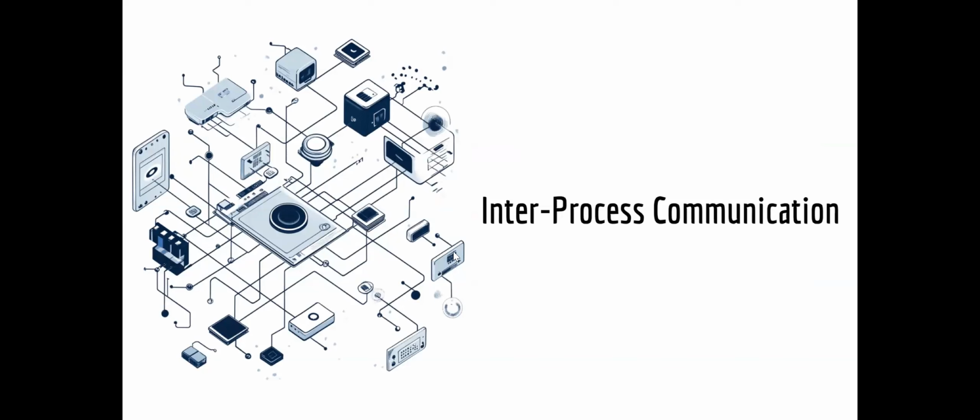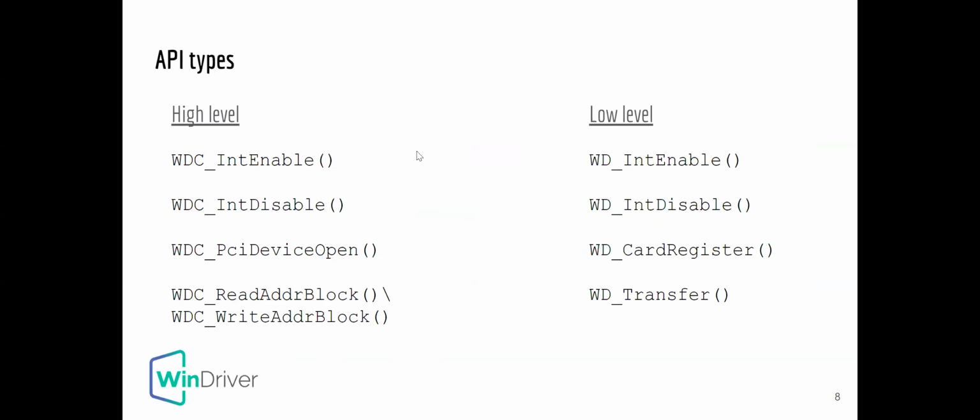Okay, let's talk about inter-process communication. This is the other API we will discuss now. Let's talk generally about API types. WinDriver works in both user mode and kernel mode. The user mode API is called high-level API, and the kernel mode API is called low-level API. In the past, we offered only low-level API, and then we started to add high-level APIs that are equivalent.